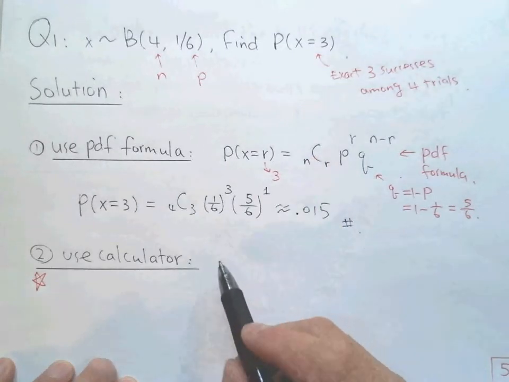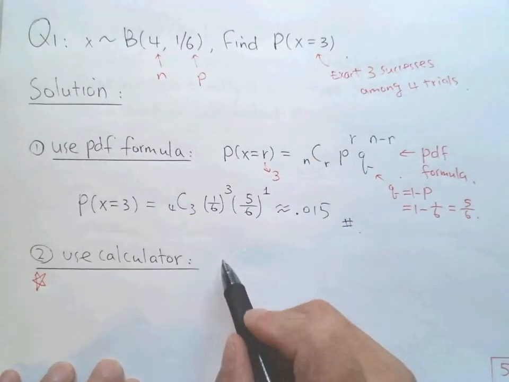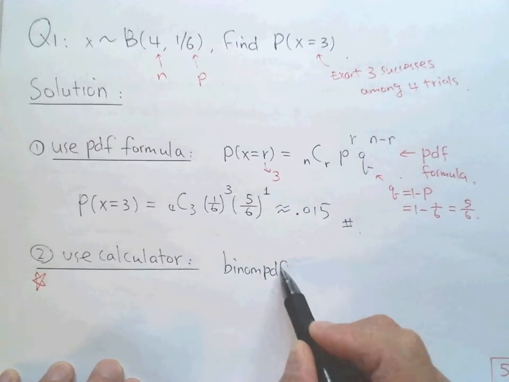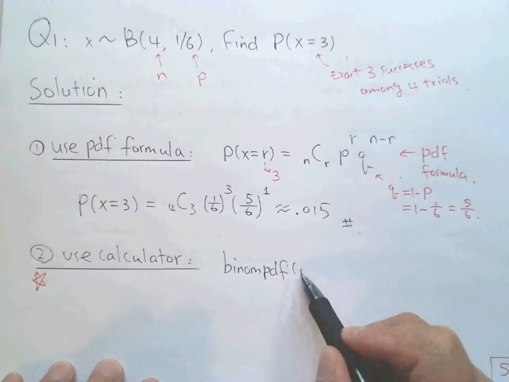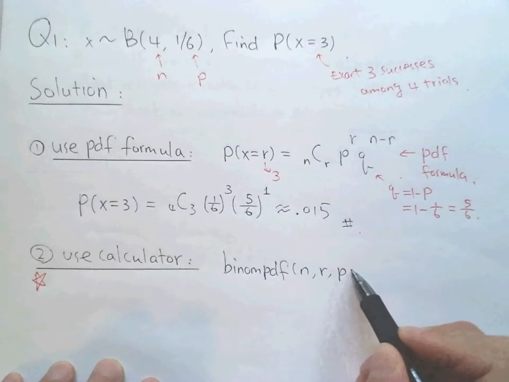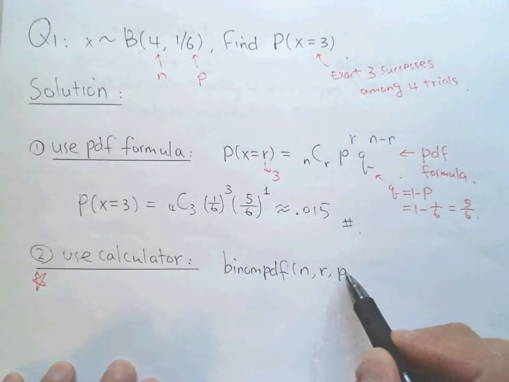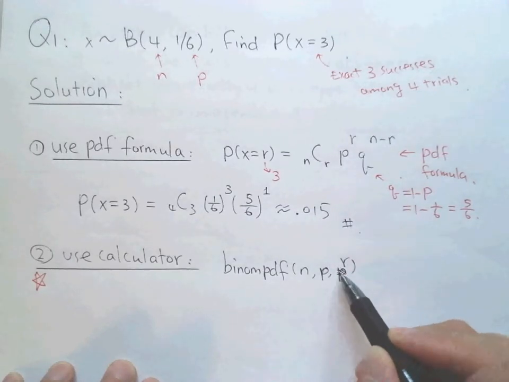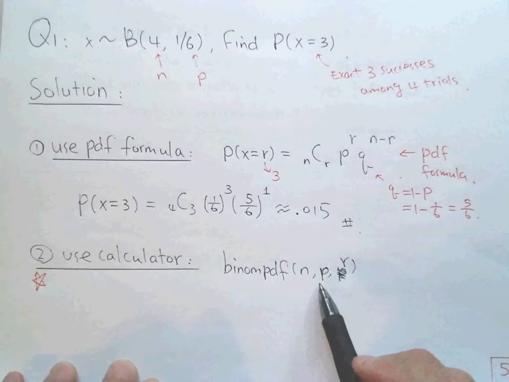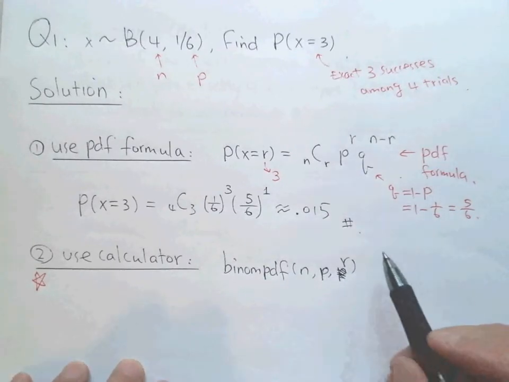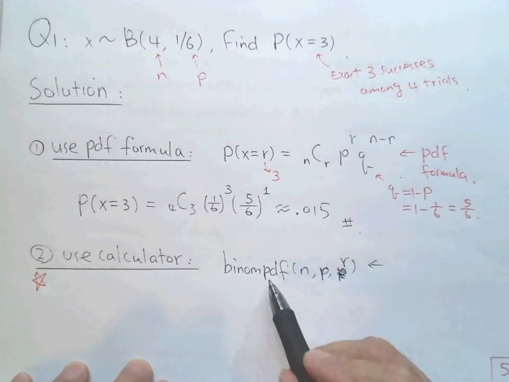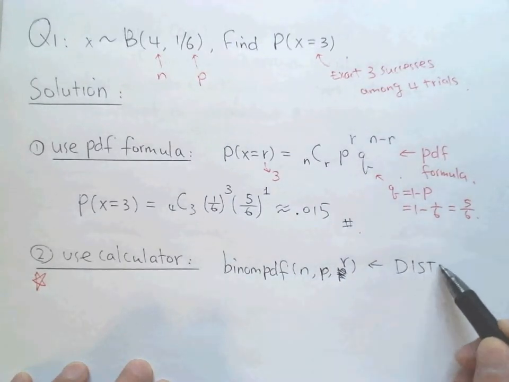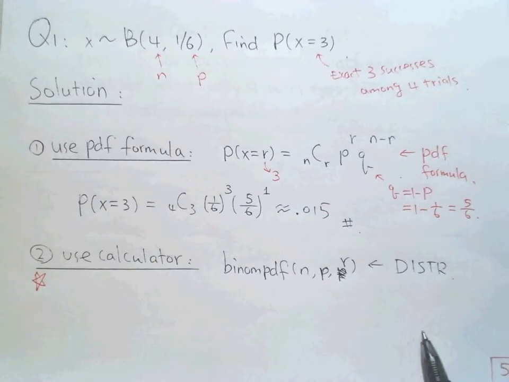Okay, what is the formula? I'll show you the formula here. We have to use binomial PDF. You remember? Okay, N, P, R. Sorry, N, P, R. Don't change the order, otherwise you get it wrong. This is the definition in the calculator. Where to get this formula? I already showed you where to find it in the calculator: distribution. Go there to find it.